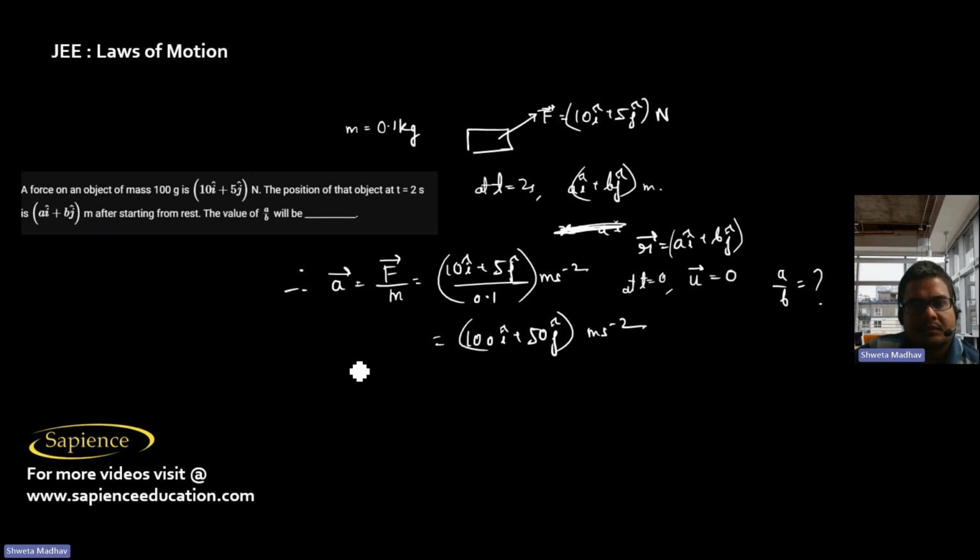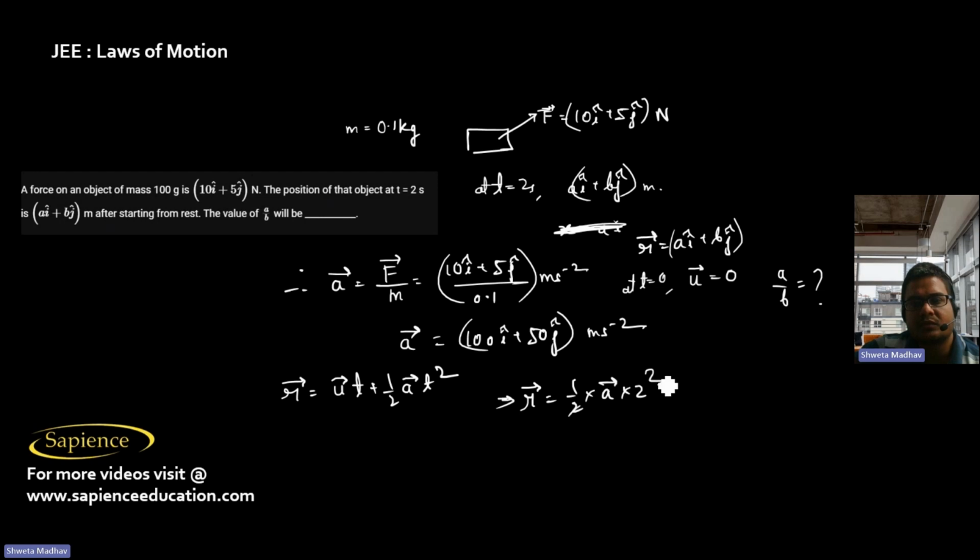And then this is the acceleration vector. So r vector we can say is equal to u vector into t plus half a vector into t square, since here acceleration is constant. t equal to 2 seconds we have to tell. So u is 0 only. So r vector is half into a vector into 2 square. So that is 2 to the 4. So that is equal to twice the vector a.